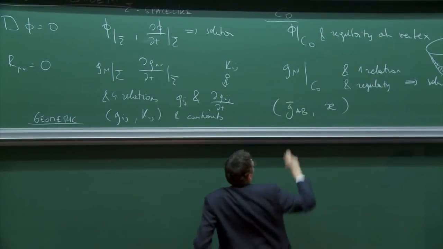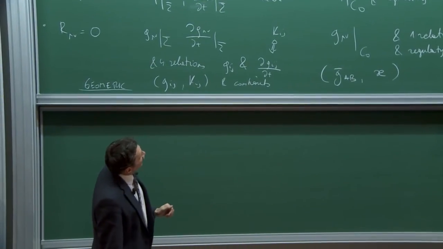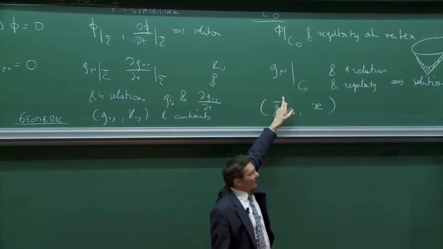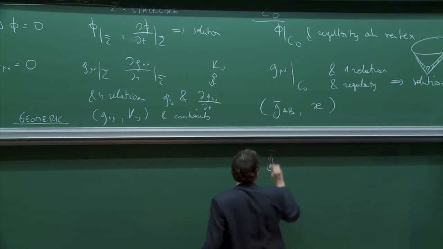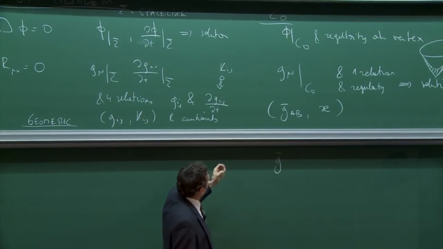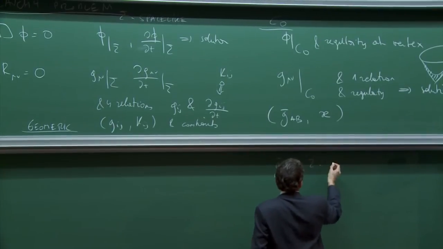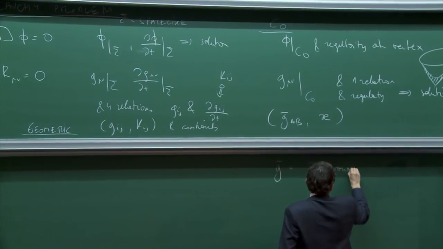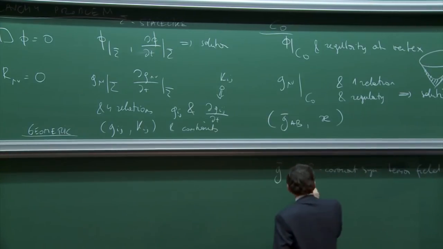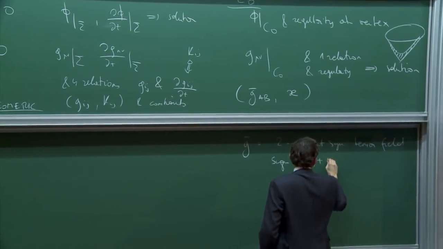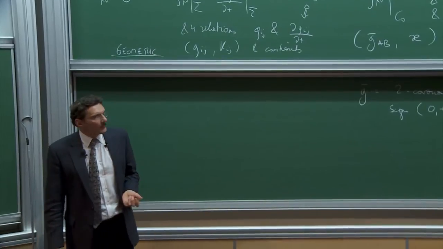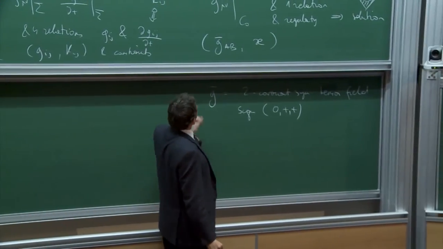Well, if I have a null surface, I can induce from this spacetime metric a tensor field on this surface. And so this tensor field I'm going to call g bar. And this is a two-covariant symmetric tensor field of signature zero plus plus. And the zero is coming from the fact that this is a null surface, so there is a null direction involved. Okay, so this is my g bar here.